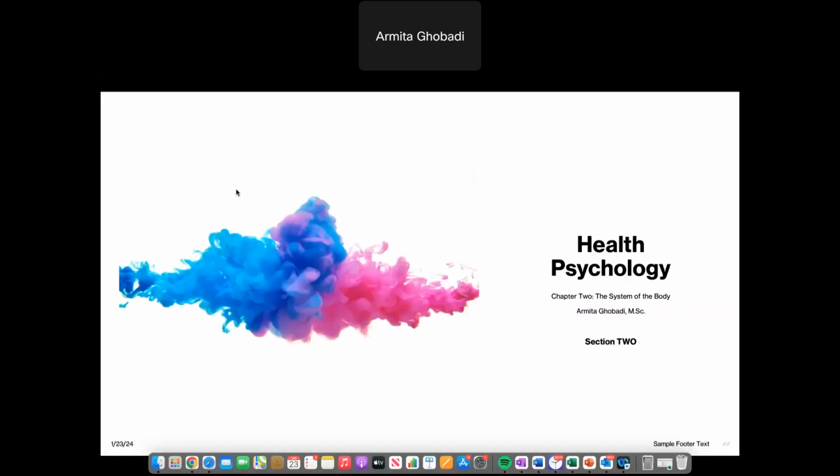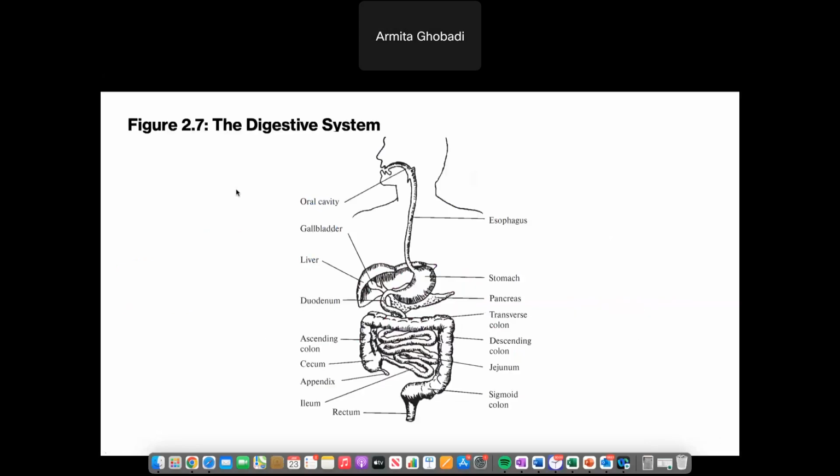So, section two, it is my favorite part because it's about the digestive system, and I love the digestive system. It does have so many different parts. First of all is the oral cavity, which is just a fancy name for mouth. I don't know why they're calling that oral cavity, just say mouth, right?